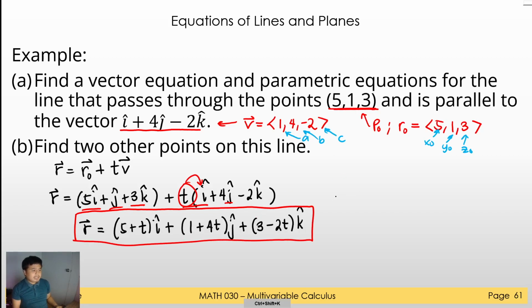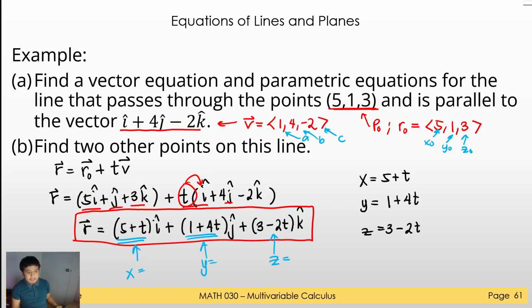Now for the parametric equations, basically this is just your parametric equation. We have x is equal to this, y is equal to this, and z is equal to this. Therefore, x is equal to 5 plus t, y is equal to 1 plus 4t, and z is equal to 3 minus 2t.